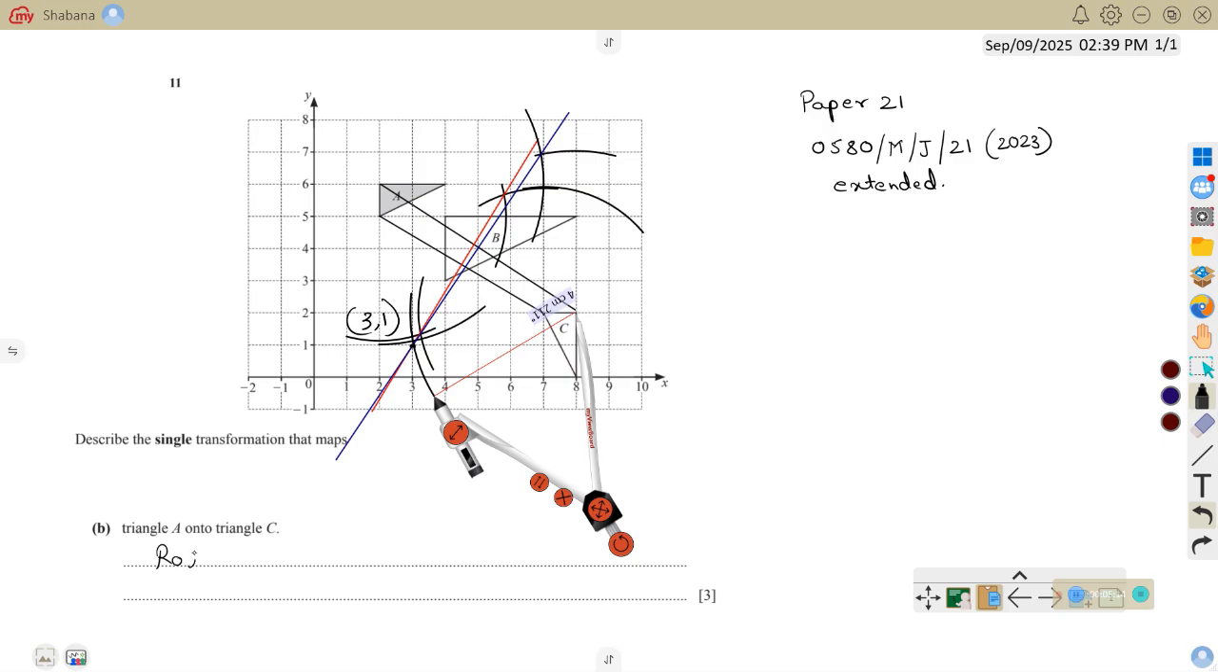So write down the answer as rotation 90 degrees clockwise, center of rotation is 3, 1.